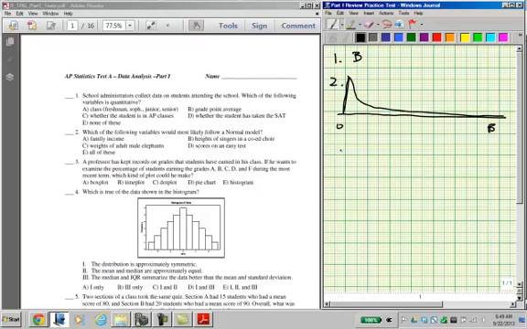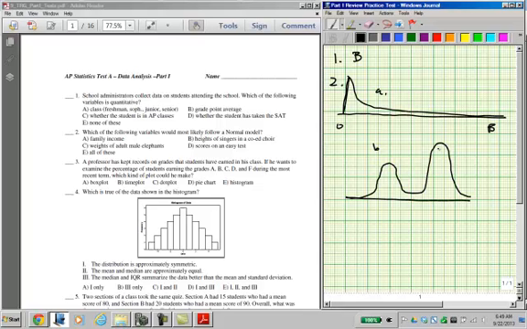B, heights of singers in a co-ed choir. Here's some heights here, and the graph is going to look like this. Heights of female students and then male students, you're going to have a bimodal distribution because you're going to have two groups of heights. Heights are normally distributed, usually, but only for the same populations. In a co-ed choir, you're going to have two populations together, male singers and female singers.